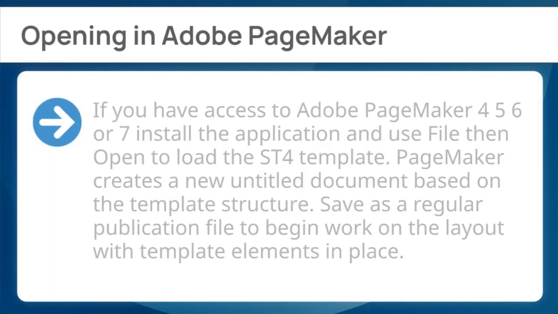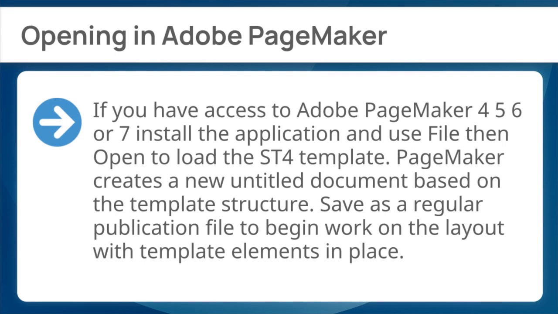First, opening in Adobe PageMaker. If you have access to Adobe PageMaker 4, 5, 6, or 7, install the application and use File, then Open, to load the ST4 template. PageMaker creates a new untitled document based on the template structure. Save as a regular publication file to begin work on the layout with template elements in place.